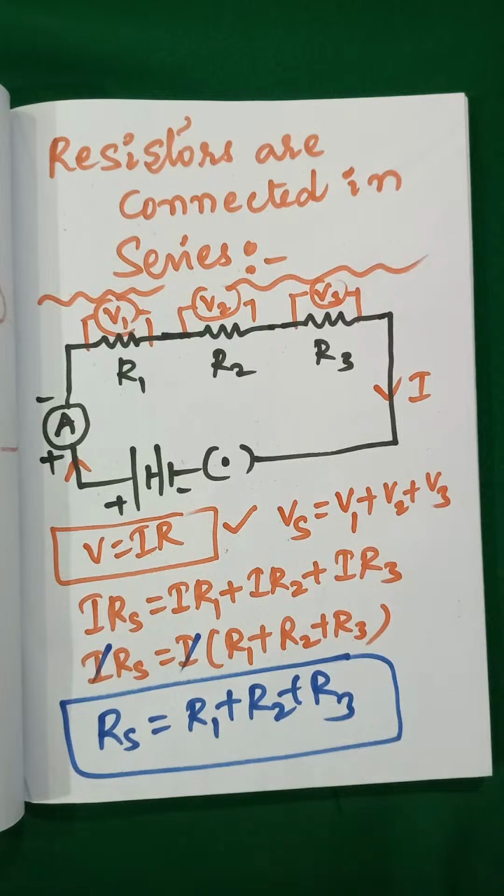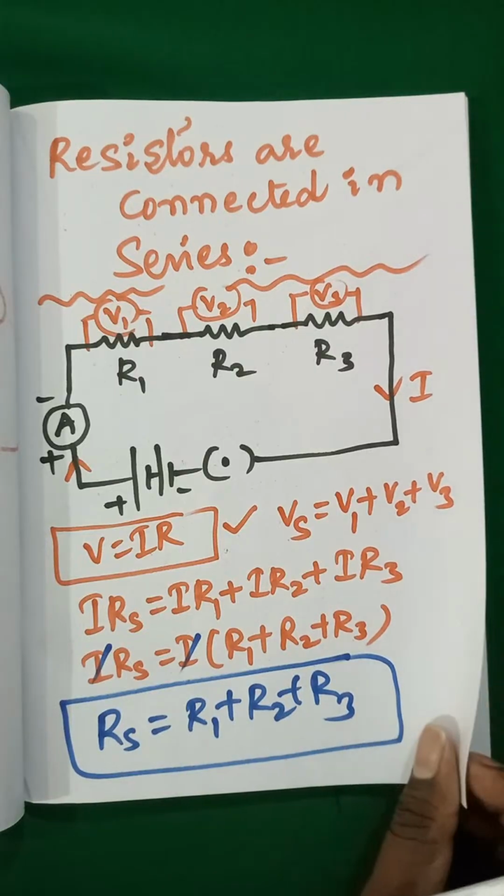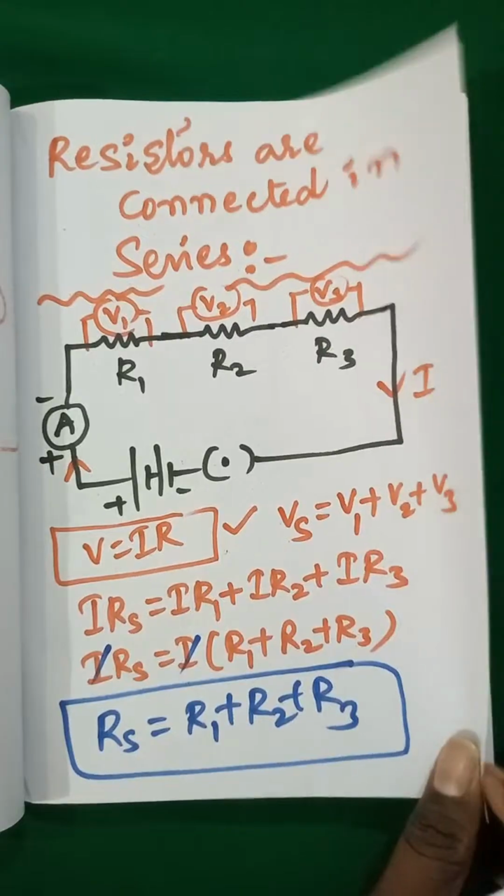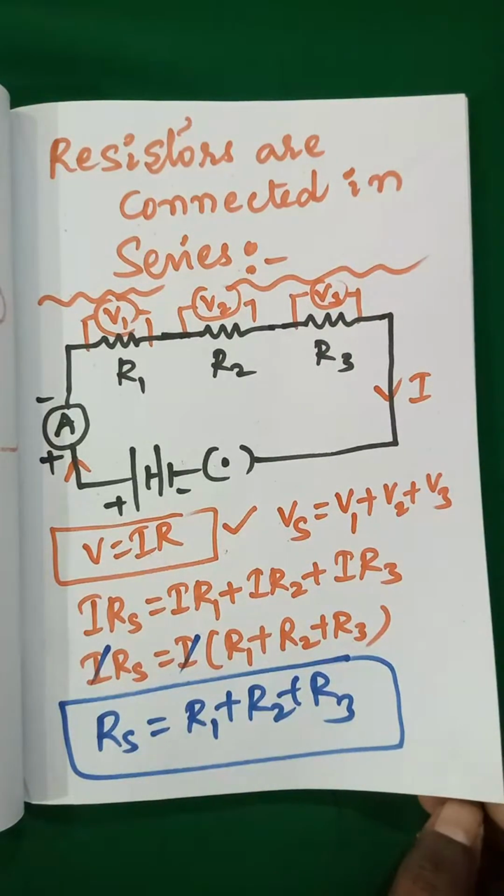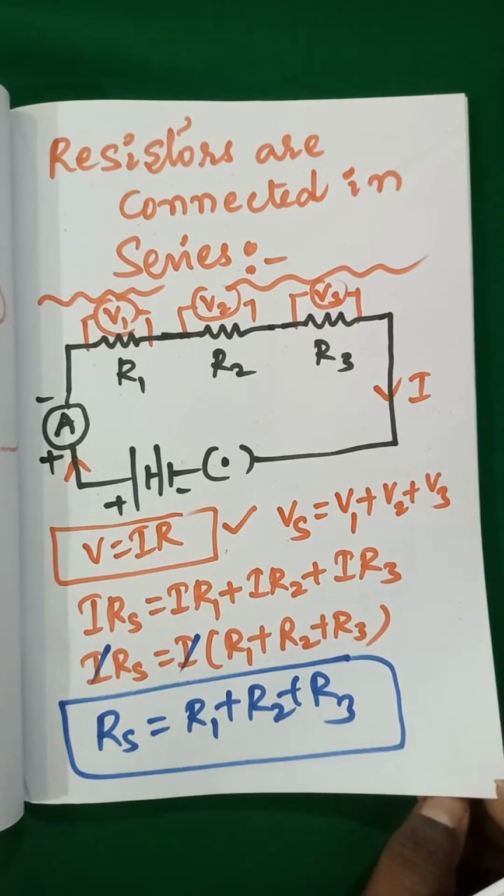Next one, resistors are connected in parallel combination. We'll go to resistors connected in parallel. So shall we check? If you want, you can take a screenshot. Those who joined just now, you can take a screenshot.